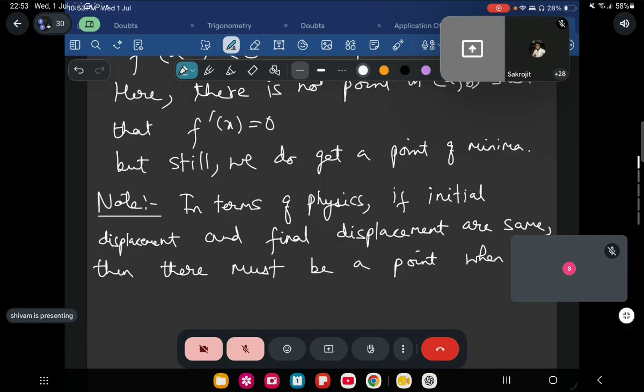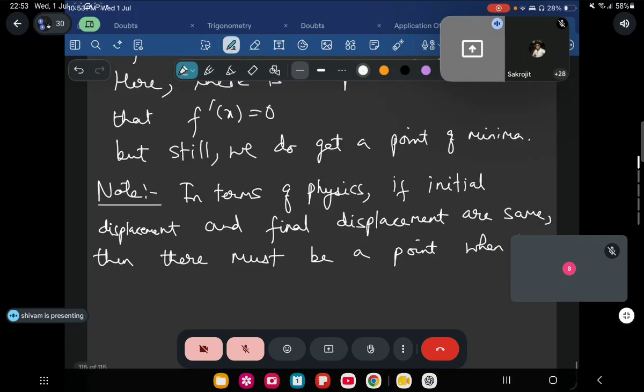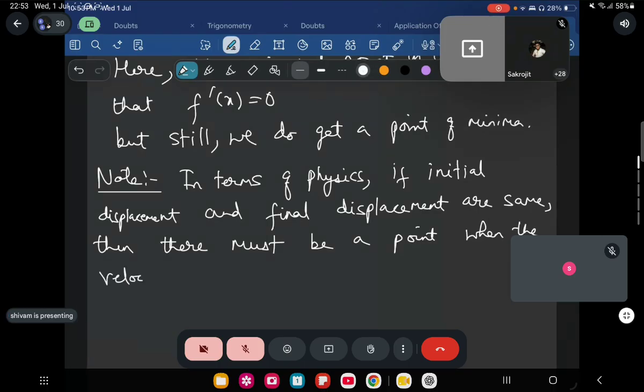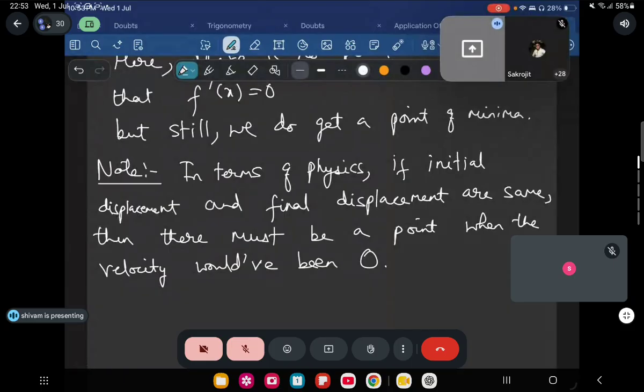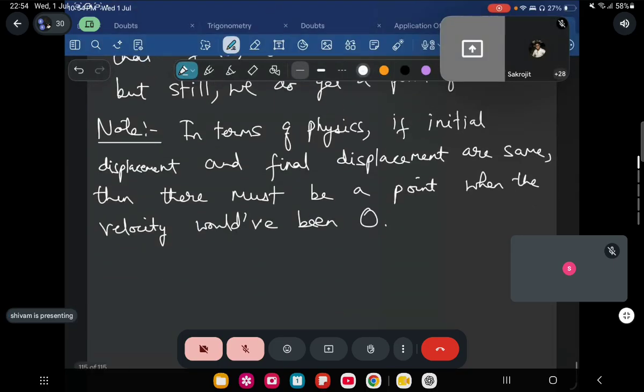Tell me, everyone. When the velocity would have been zero. Also, you can relate it like this: if the initial velocity and final velocity are same, then there must be a point where the acceleration would have been zero, right or not? Tell me, everyone. Are you people able to relate? Yes, sir. Okay, next, number two.